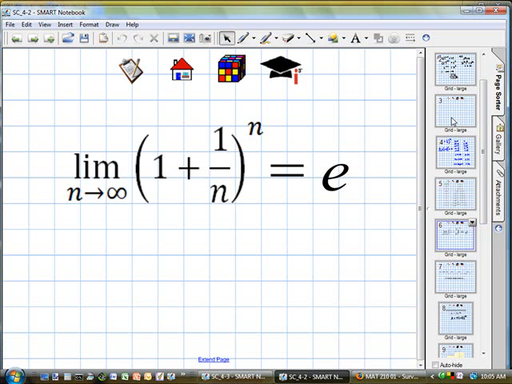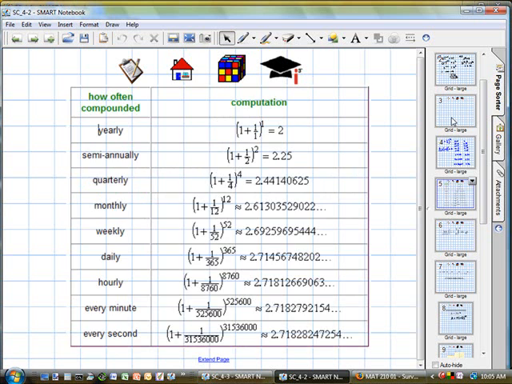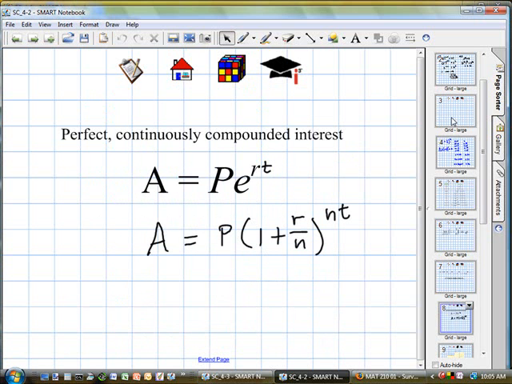So the bottom line is, if you're doing continuous compounding, you need to use the top one, and if you're doing any other kind of compounding, you need to use the bottom one.